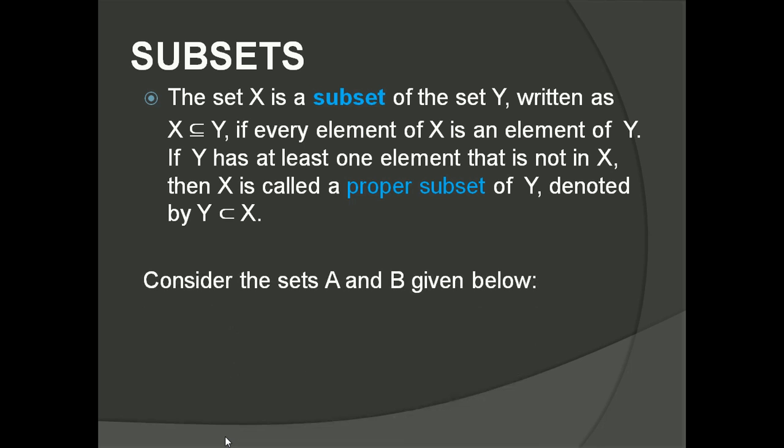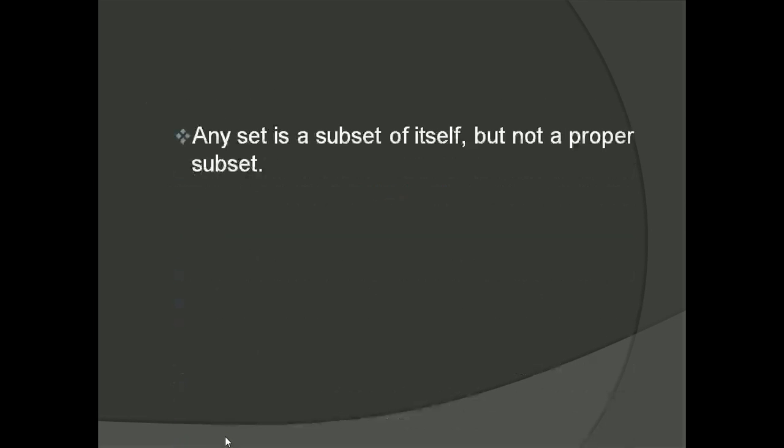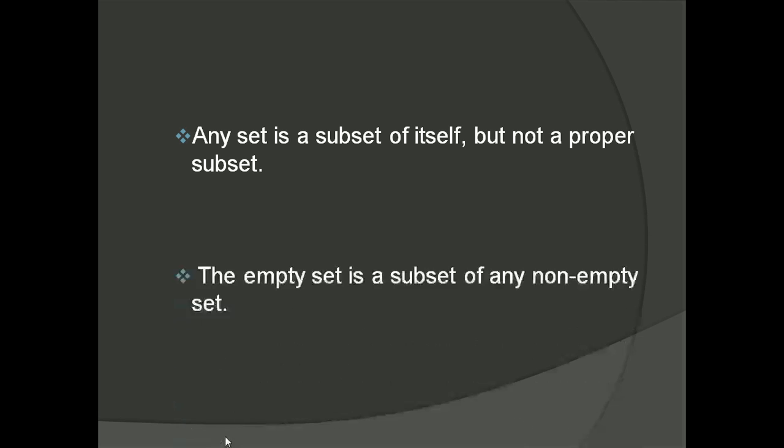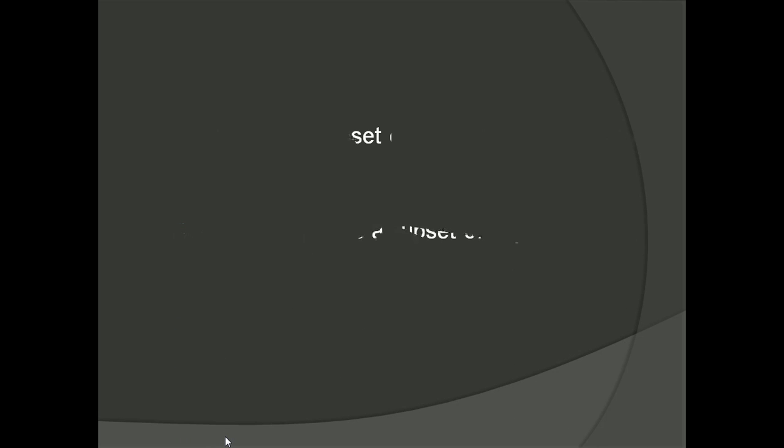Consider the sets A and B given below. A has elements 1, 2, 3, 4, and 5, and B has elements 2, 4, and 5. So, B is a subset of A, and B is a proper subset of A. Any set is a subset of itself, but not a proper subset. An empty set is a subset of any non-empty set.